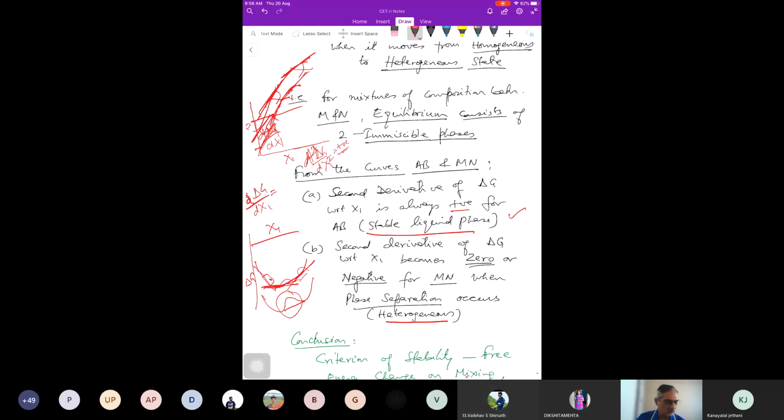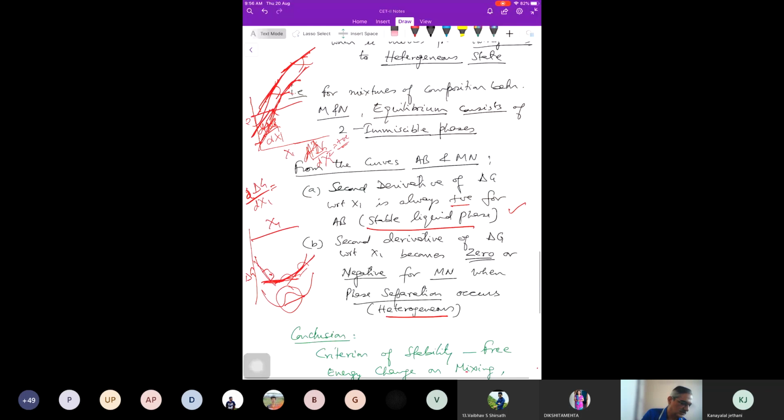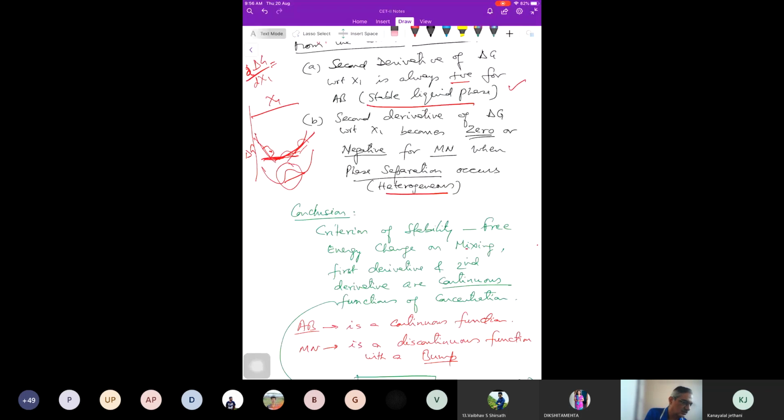Yes, sir. Okay. So if I take the second one, which is like this, right? And if I plot, suppose I take a tangent here and here, right? Now what will d delta G by dx1 be?